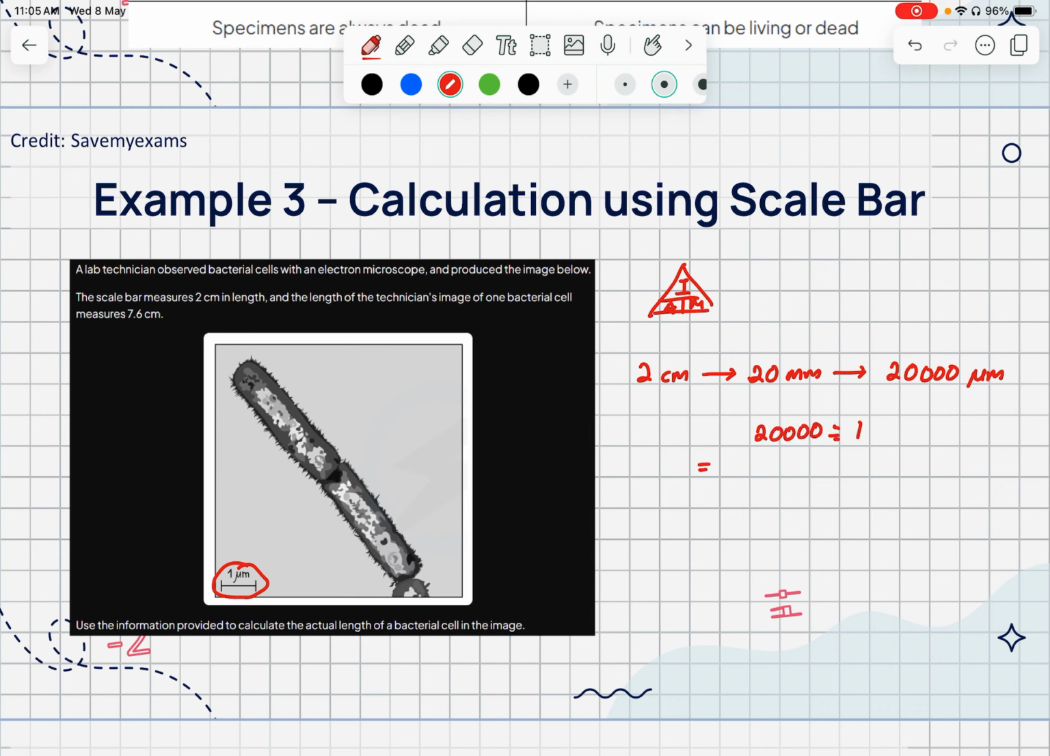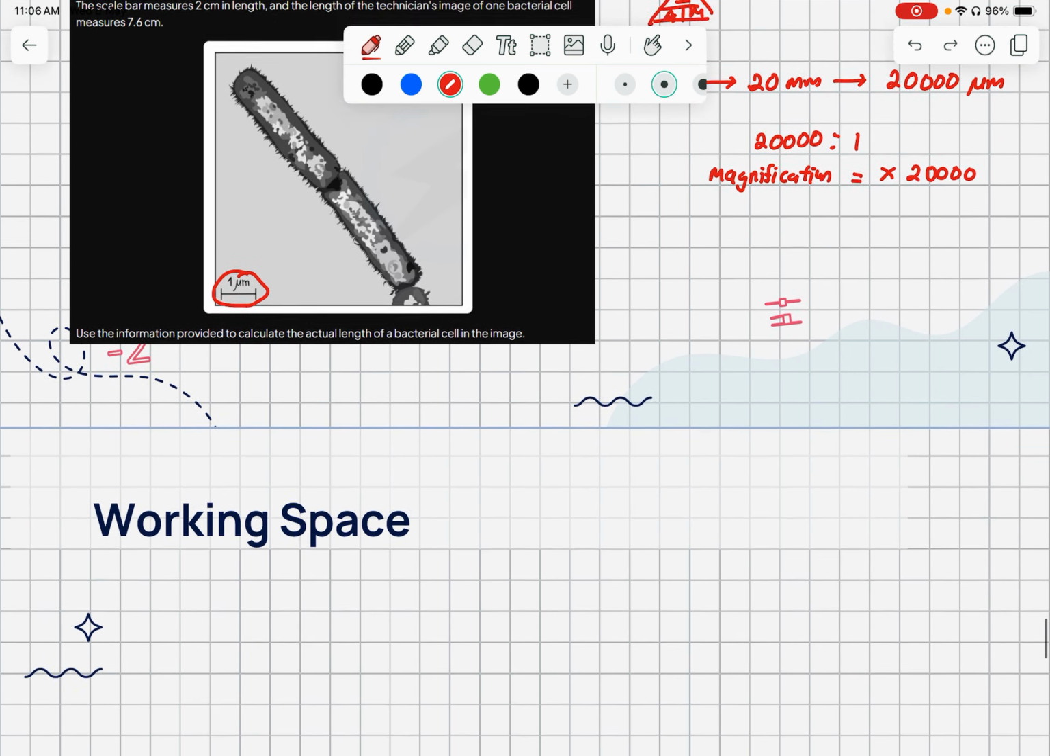So the magnification will of course be times 20,000. I hope you understand from here. The first thing is to change the scale bar to micrometers, and you divide by the actual size provided in the image. Now you substitute the value of times 20,000 to find the actual size. I think this part is quite simple.